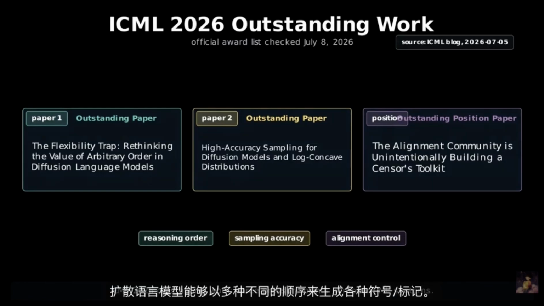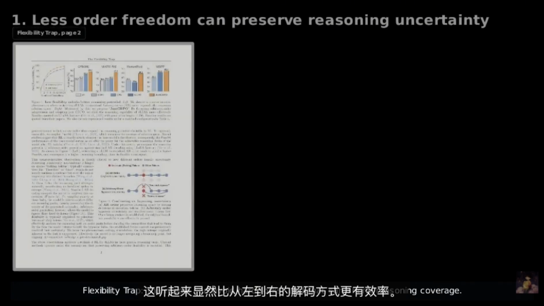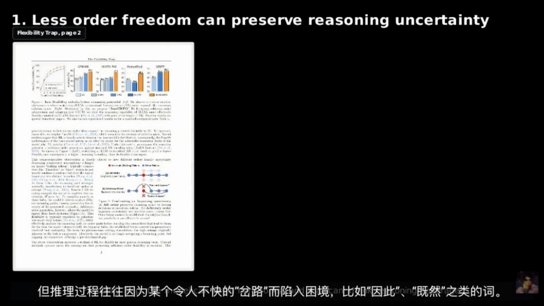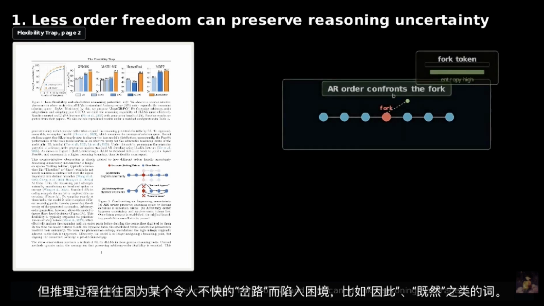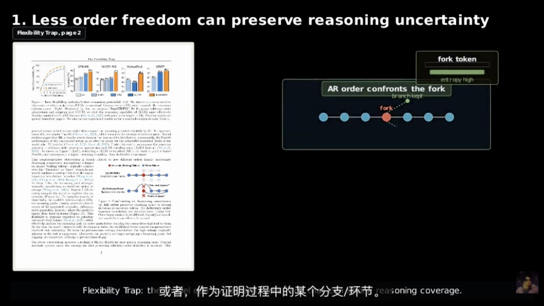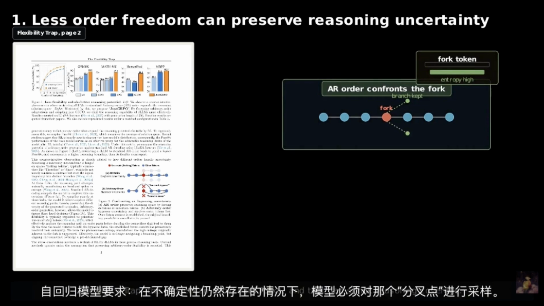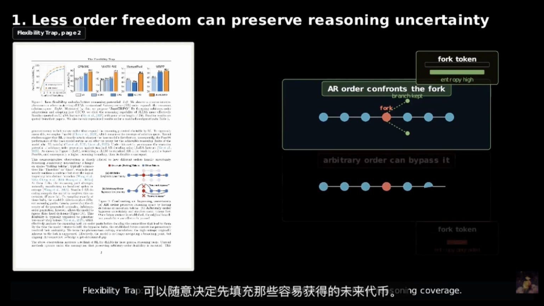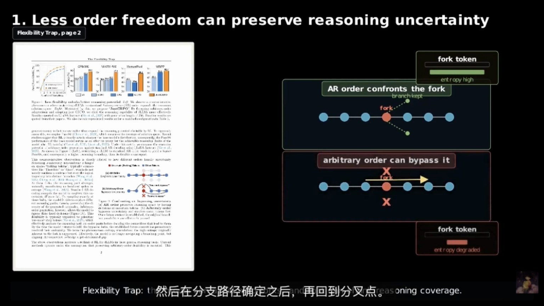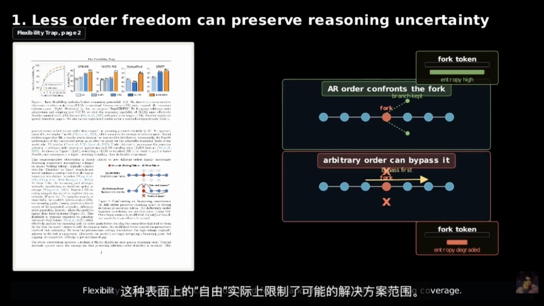A diffusion language model can generate tokens in many orders, which sounds strictly more powerful than left-to-right decoding. But reasoning often turns on one uncomfortable fork, such as therefore, since, or a branch in a proof. Autoregressive order forces the model to sample that fork while the uncertainty is still alive. Arbitrary order can fill the easy future tokens first, then return to the fork after the branch has already been decided. The apparent freedom has pruned the solution space.